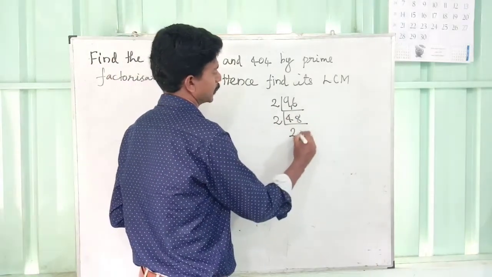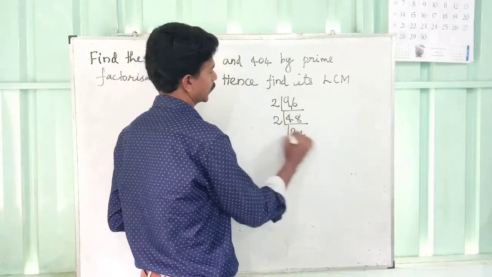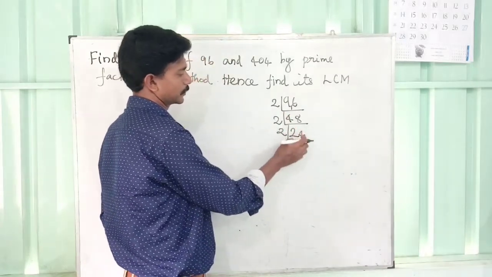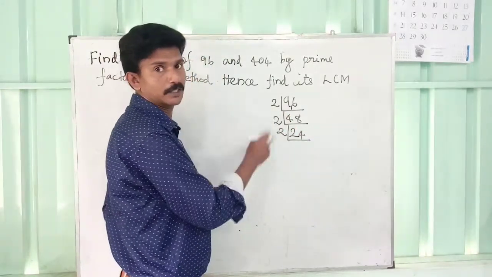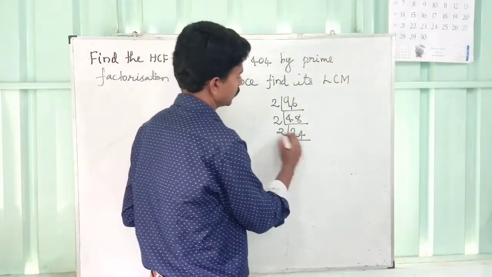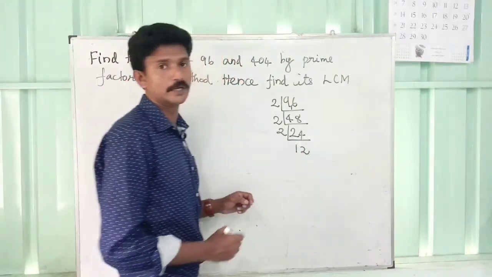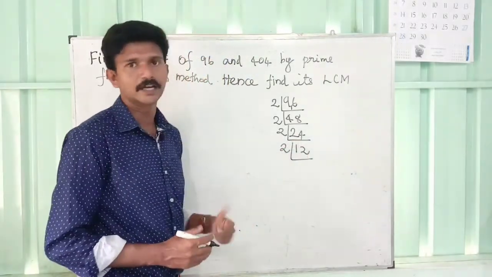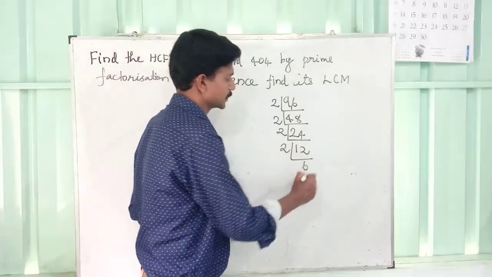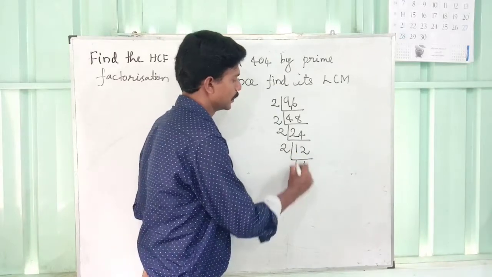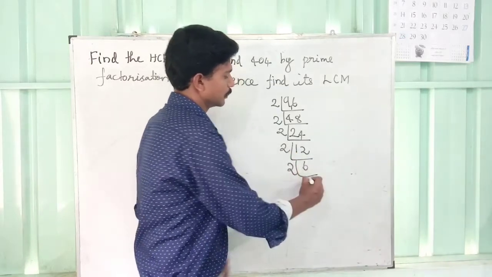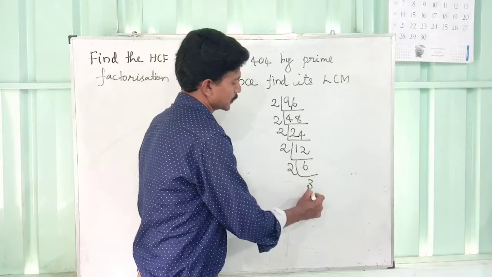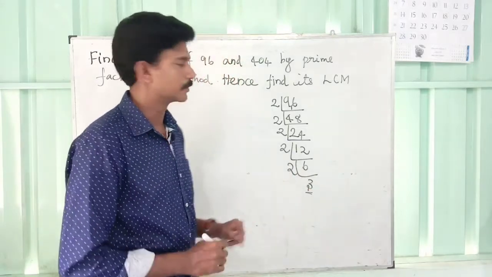So we get half of that, 24. Again 24 is an even number, so we can divide by 2. Then half of 24 is 12. Then again we select 2 because we are getting an even number, so we get 6, 6 times 2 is 12. Again we select 2, we get 3. 2 threes are 6. 3 is a prime number, so we stop there.